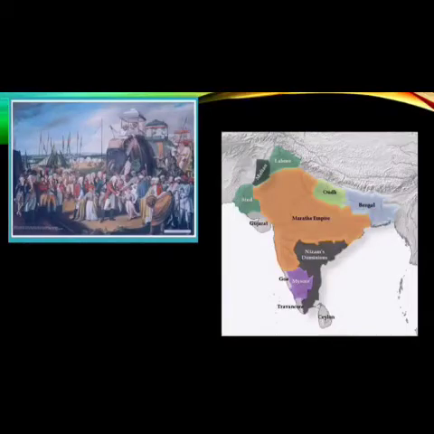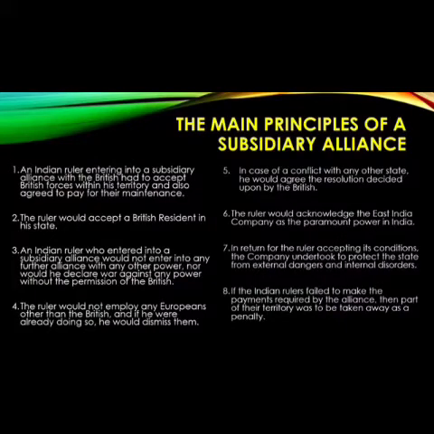The main principles of the subsidiary alliance. An Indian ruler entering into a subsidiary alliance with the British had to accept British forces within his territory and also agreed to pay for their maintenance. The ruler would accept a British resident in his state. An Indian ruler who entered into a subsidiary alliance would not enter into any further alliance with any other power, nor would he declare war against any power without the permission of the British.